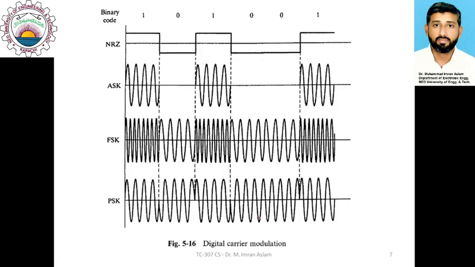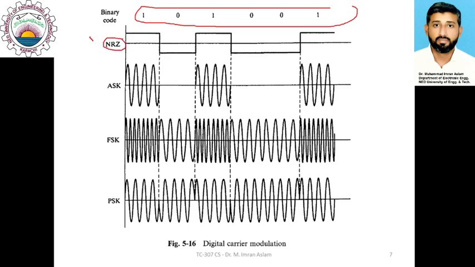So graphically I can represent these signaling schemes that I have discussed. You can see that the first is the binary code here, 101001. It is represented by NRZ code at the top, which is the baseband signaling. 1 is represented by relatively high amplitude and 0 is represented by a negative amplitude. So it is a bipolar NRZ. So you can see that 1s and 0s, they are represented like this.